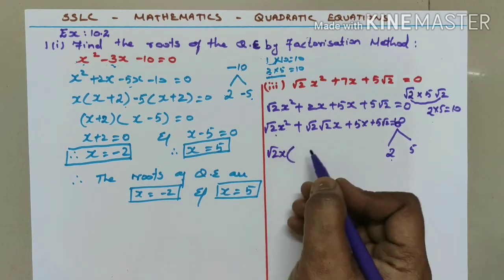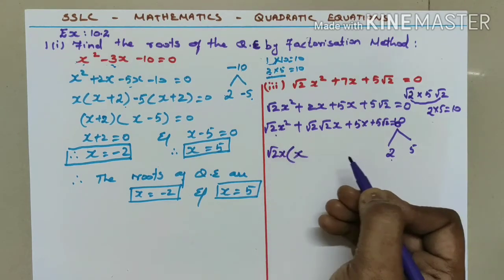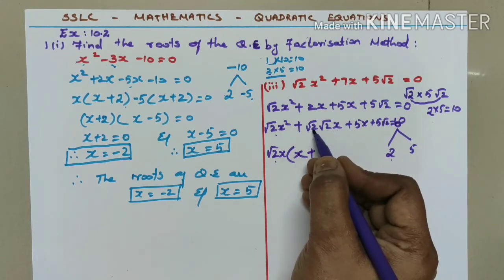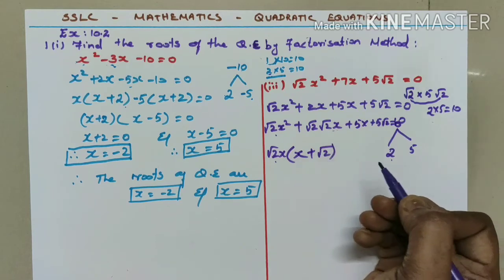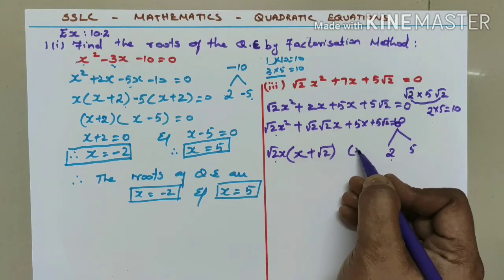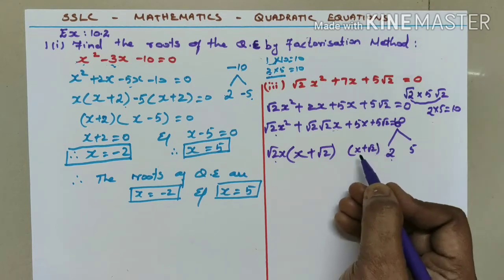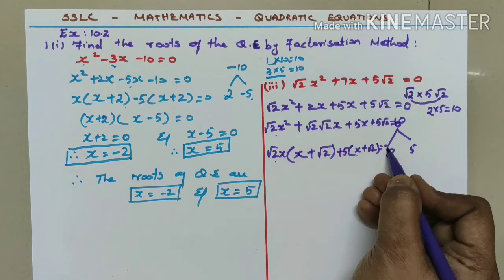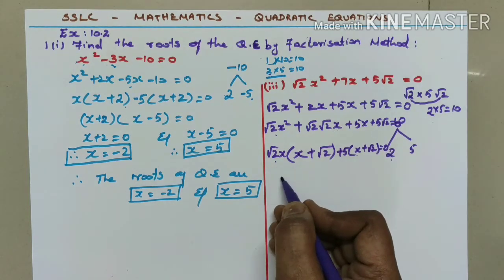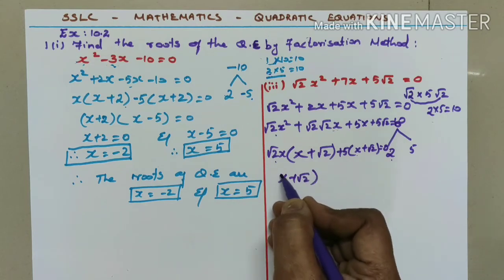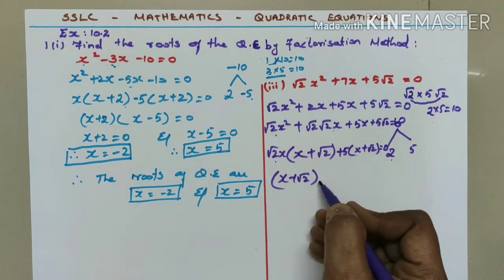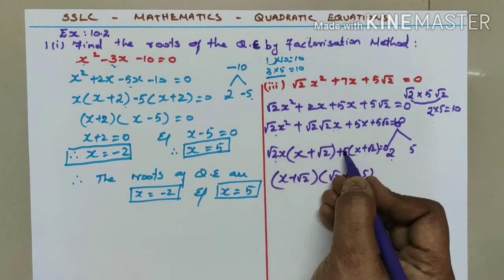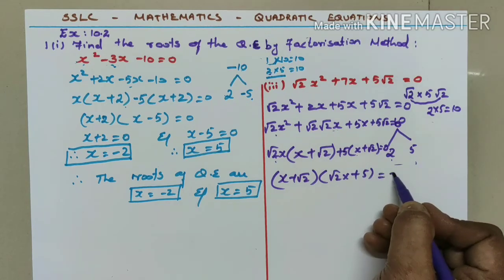So what is left over? One more x is left over for the first term. Next sign is positive sign. Root 2x is outside. So what is left over? Root 2. Close the bracket. Now repeat the same bracket, x plus root 2. Now I need 5x, but x is here, so multiply by 5 is equal to 0. Now x plus root 2 is common in both the terms. So take it outside. What is left over? Root 2x plus 5. These two will be in one bracket is equal to 0.